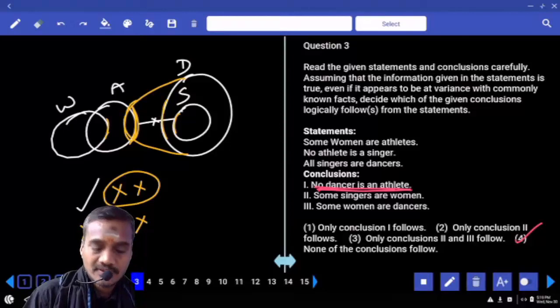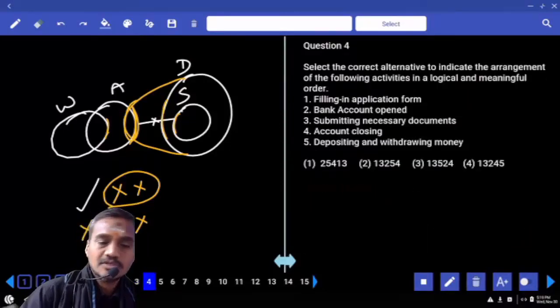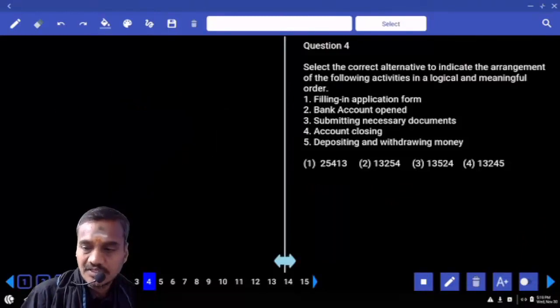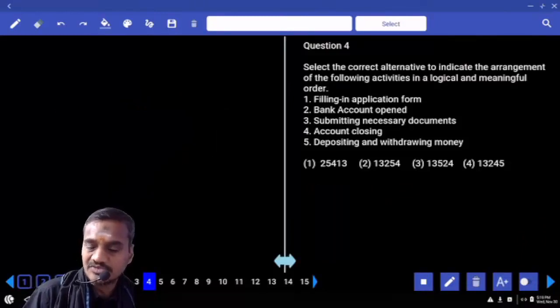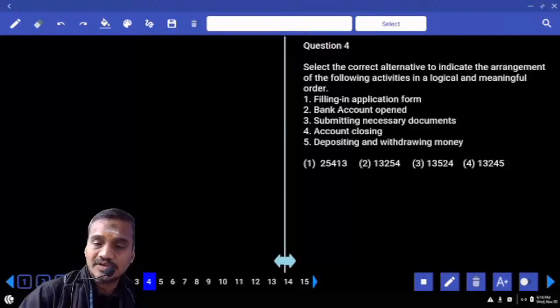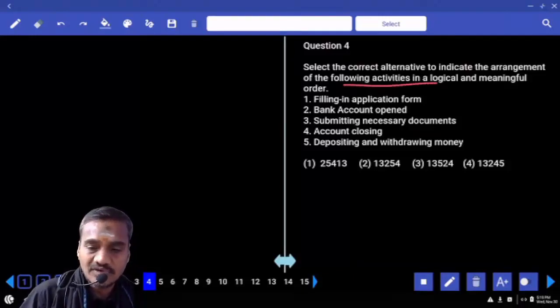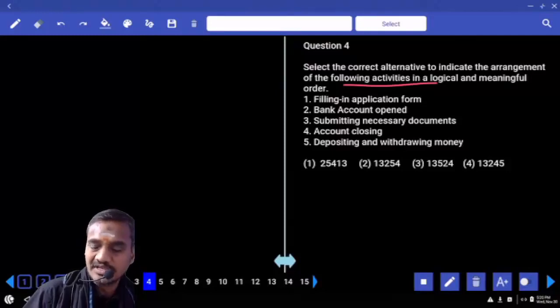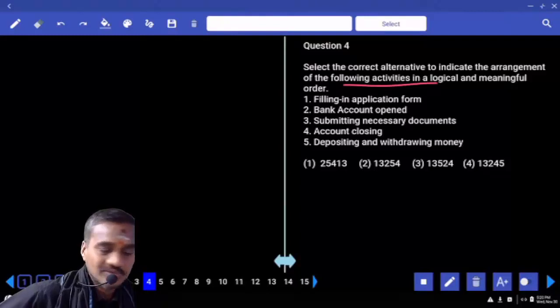Clear? The next one, fourth one. Now in this question number 4, they are based on alphabetical order. Now in this alphabetical order, tell me what is the first element that comes. And logical and meaningful order: filling in application form, bank account open, submitting necessary documents, account closing, and finally depositing and withdrawing the money. Then tell me what is your answer here.